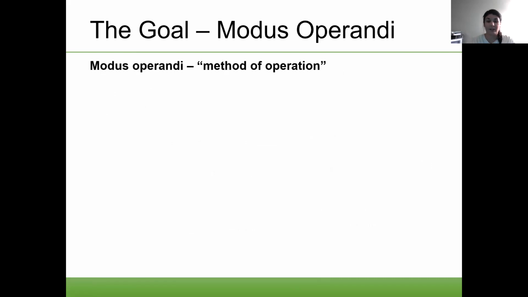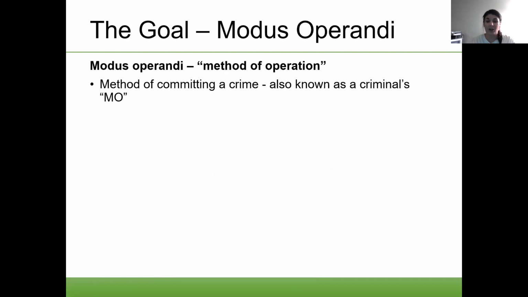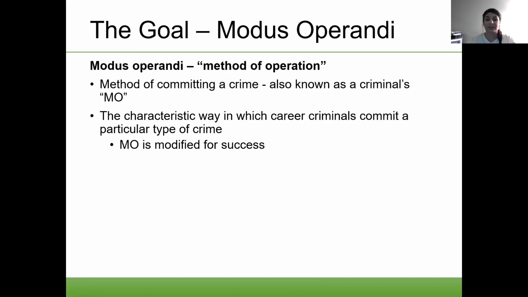Modus operandi is the method of operation. It's also what you hear as a criminal's MO. So the characteristic way in which career criminals commit a particular type of crime. Their MO is modified for success. So each crime they commit, or over time during their crime spree, they modify their MO, how they commit the crime, to make sure that it's more successful.